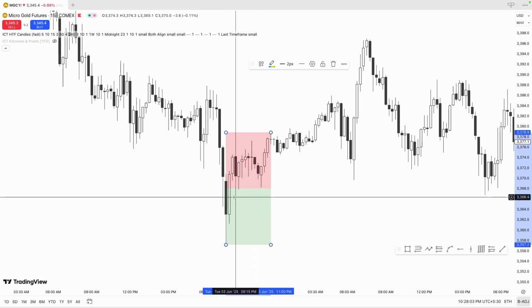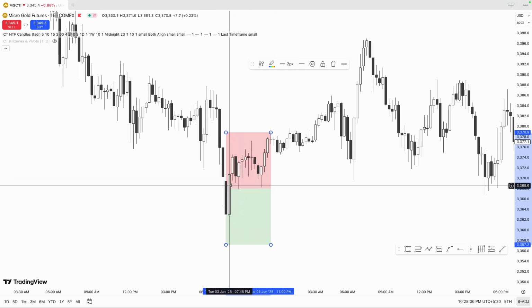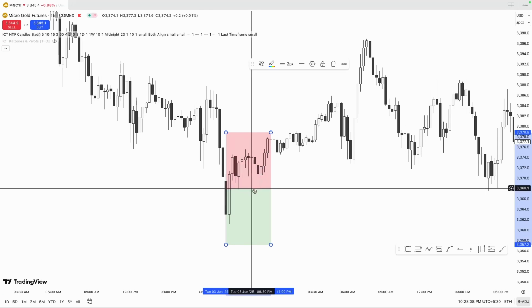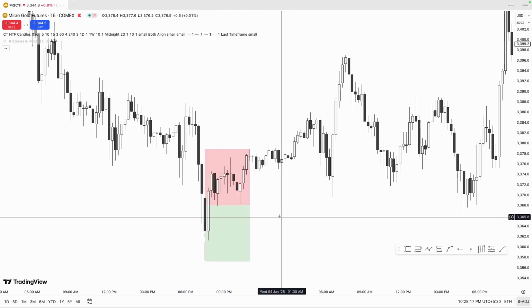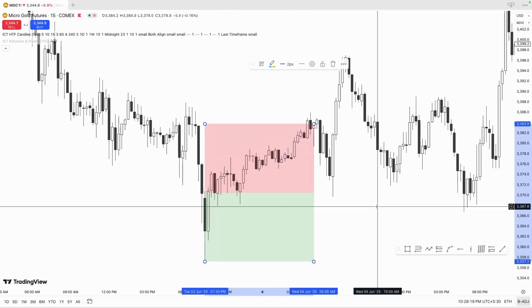People might say that price came to this equilibrium here. Is that valid? No. After we come up to this high, once we start dragging, the next high should break these lows. Then it should come to the equilibrium, so we'll keep dragging till it comes.